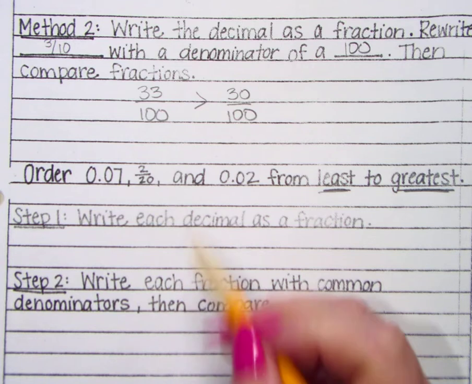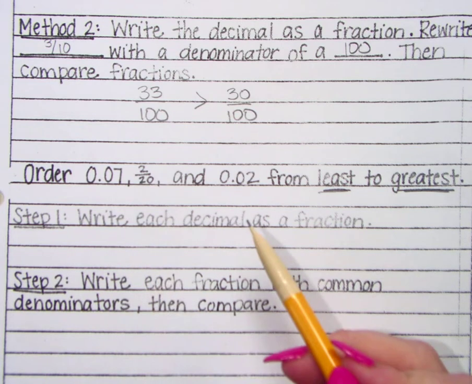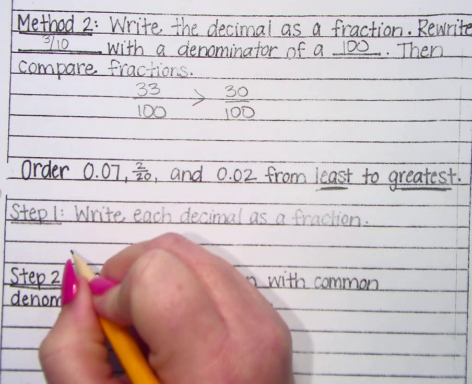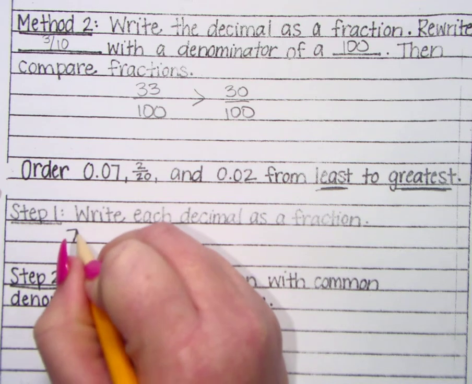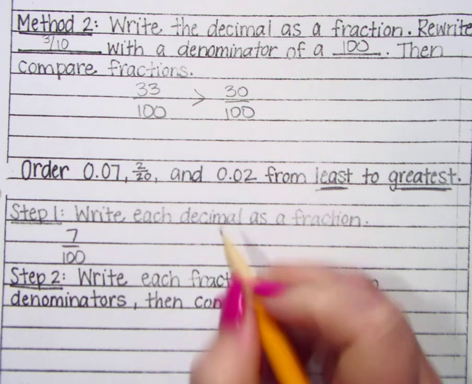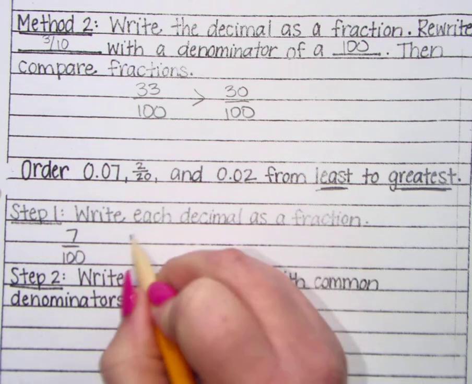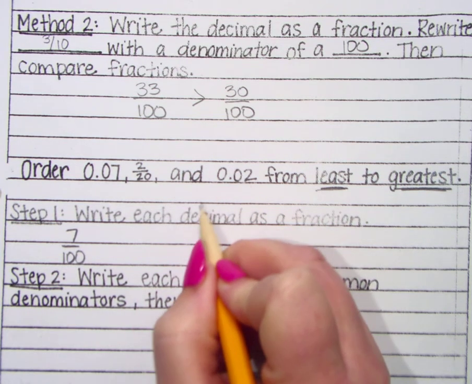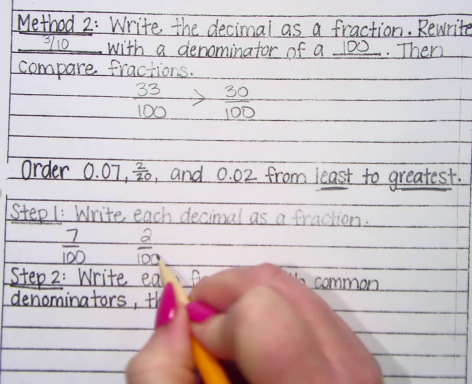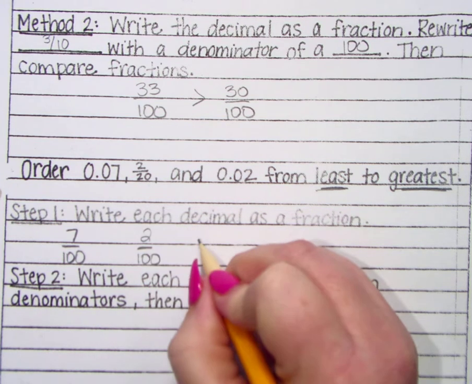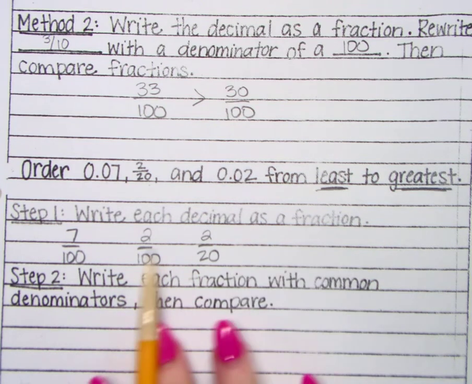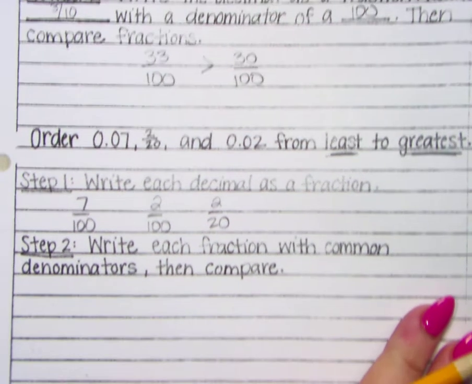So we have to first write each decimal as a fraction. So we have here 7 hundredths. Remember from yesterday, we say it out loud, 7 hundredths. That means I'm going to write 7 over 100. Then my other decimal, 2 hundredths. Said out loud, 2 hundredths, that's 2 over 100. And then the one that I have is 2 twentieths. Now I have to write each of these fractions with common denominators and then compare.